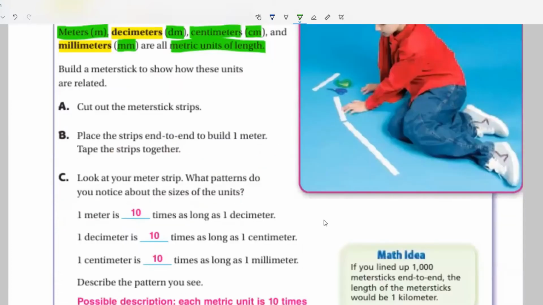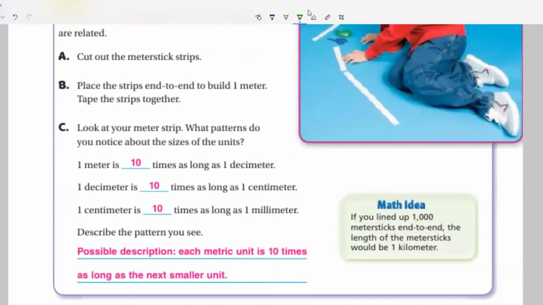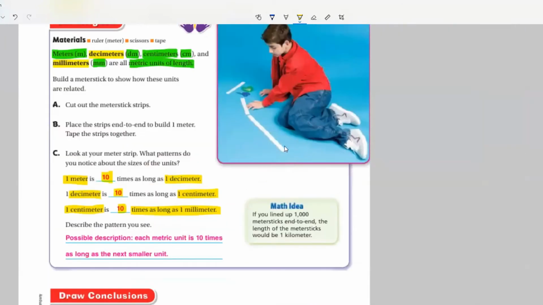So, as we see here, 1 meter is 10 times as long as 1 decimeter. And 1 decimeter is 10 times as long as 1 centimeter. And 1 centimeter is 10 times as long as 1 millimeter. So write this after me, please. All of you, write this after me.